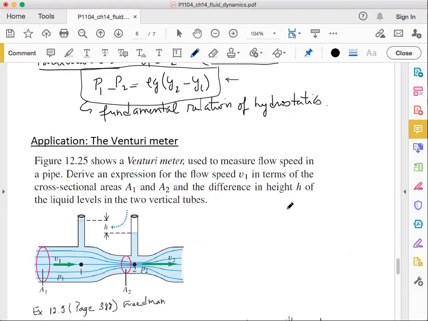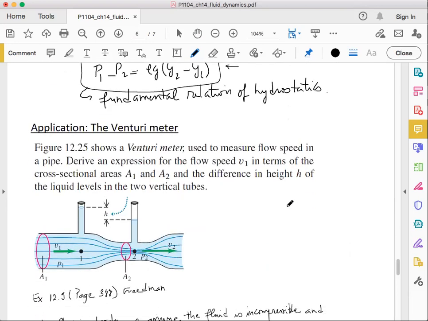Now let's start with an application. Let's make an application about this Bernoulli's equation. So let's see here in this figure, which is figure 12.25. This figure below shows a venturimeter used to measure the flow speed in a pipe. So we have a pipe here. This is called the venturimeter. You have a pipe of non-uniform cross-sectional areas, as you can see, so A1, and you have A2.